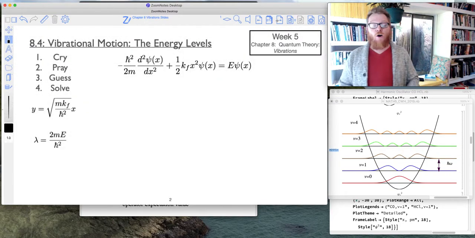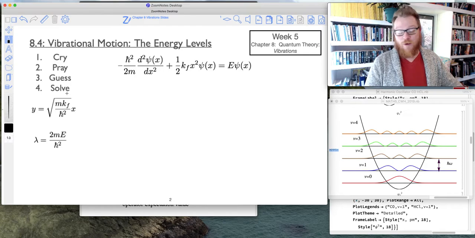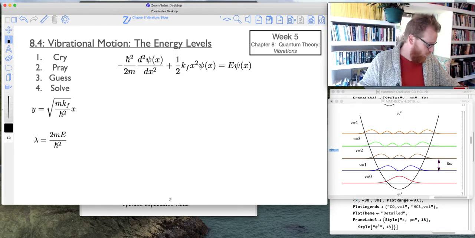Do it. Let's solve this sucker. Following our order of operation: cry, pray, guess, solve. So you do the crying and the praying. I'll do the guessing and the solving, and you can do the guessing and solving with me.